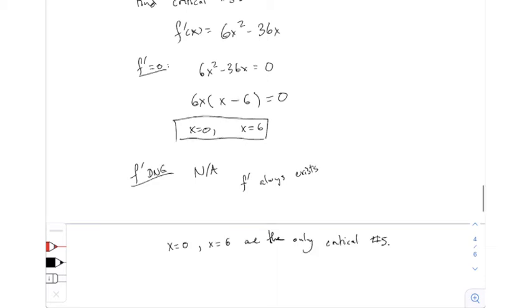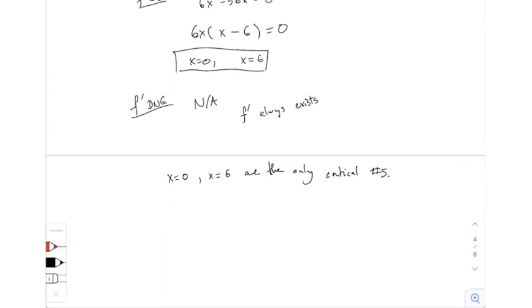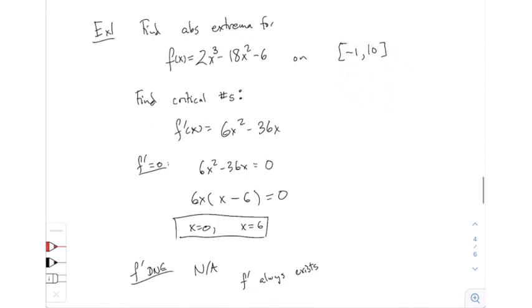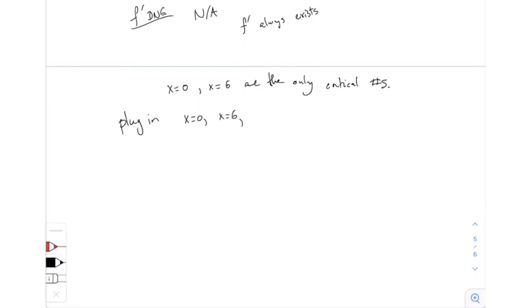All right, and remember our strategy is I plug these numbers, 0 and 6, and the endpoints into the original function, and then we just choose the biggest and the smallest value. So we're going to plug in x equals 0, x equals 6. Those are the critical numbers. And also the two interval endpoints, which you'll have to look back at what I've said. This is the only time when the interval matters for what you're doing. Minus 1 and 10. So x equals 0, 6, minus 1, x equals 10.